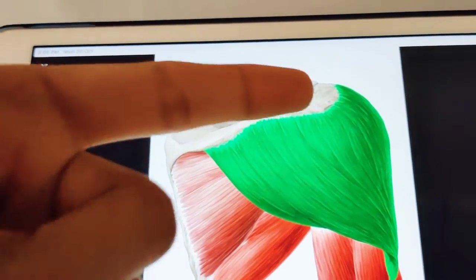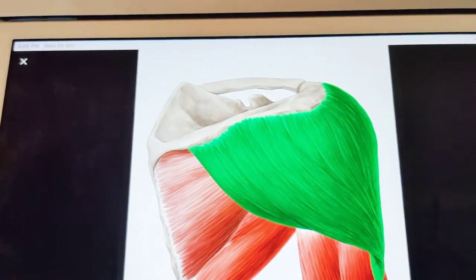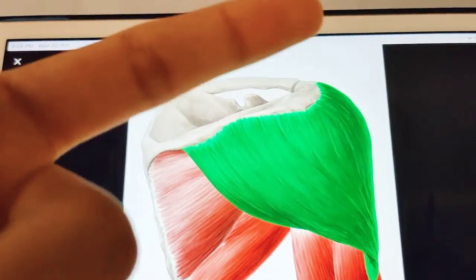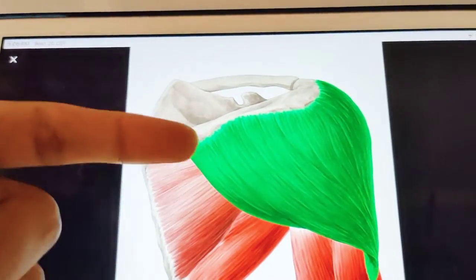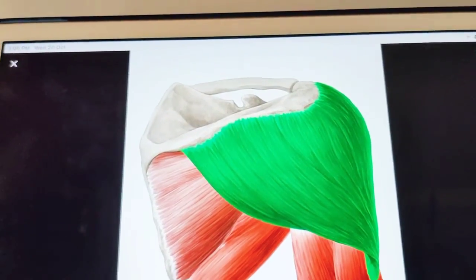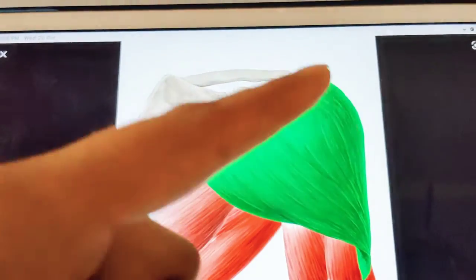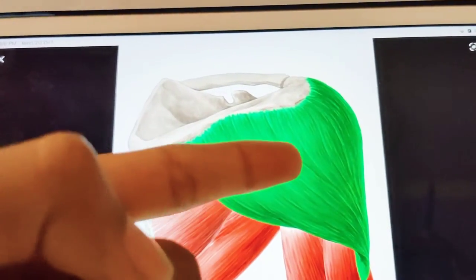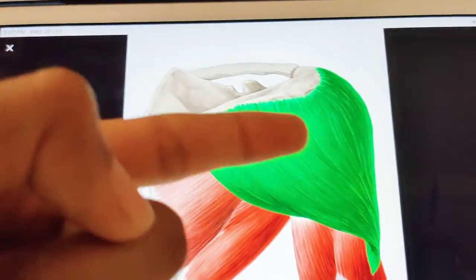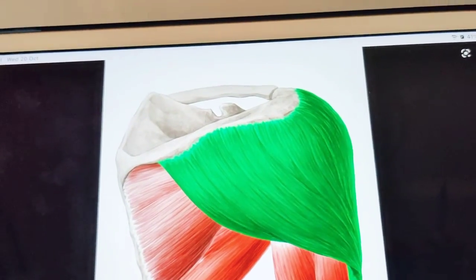The anterior fibers are mainly flexors and medial rotators of the arm. These anterior fibers are unipinnate, they are flexors and medial rotators, whereas the posterior fibers are extensors and lateral rotators of the arm. So anterior fibers are flexors and medial rotators, posterior fibers are extensors and lateral rotators, whereas this middle multipinnate part is the powerful abductor at the shoulder joint of the arm.